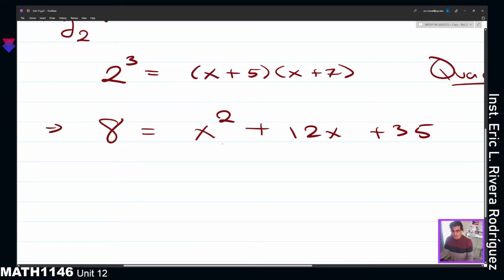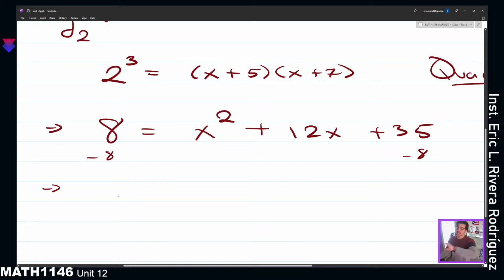So we have a quadratic equation here. We want to solve for x. We know how to solve for x here. We know that we need to have a 0 on one side of the equation, so I'm going to subtract both sides by 8. That way we can use the techniques that we have learned.